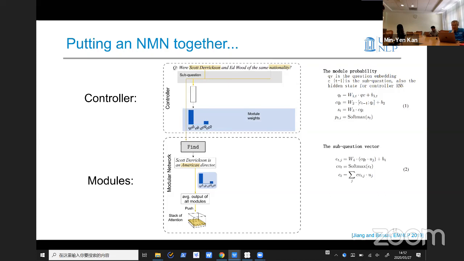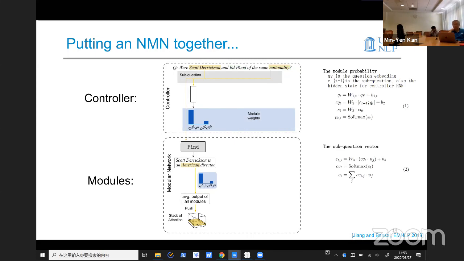For the RNN controller, you compute the distribution of which operation should be done. It will first run an attention over the question. These yellow parts are the attention parts. Based on this attention, it will go through a softmax classifier and find what the next module is. They will also use this attention to calculate a context vector, which is the hidden state of the RNN controller. I think this is the basic idea.